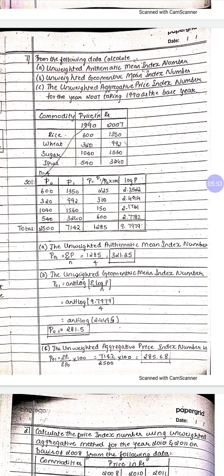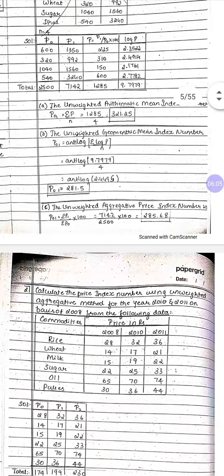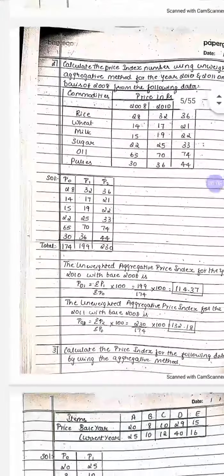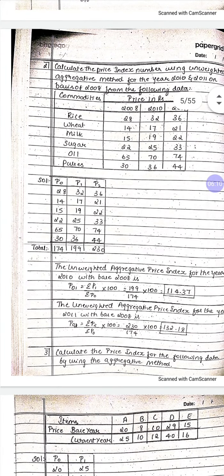Then unweighted aggregative price index is total current year price P1 divided by total base year price P0. For a simple aggregative we will be using log and anti-logs.